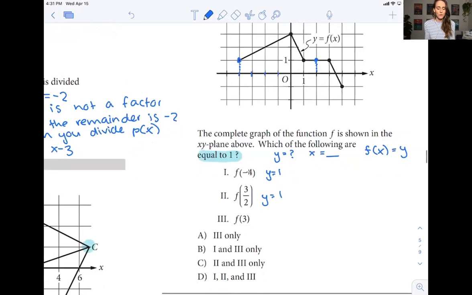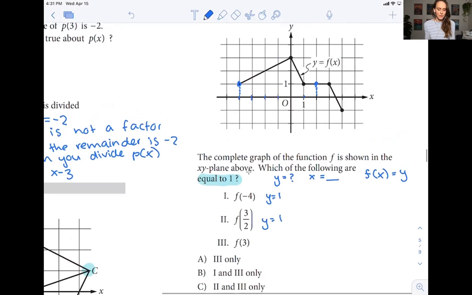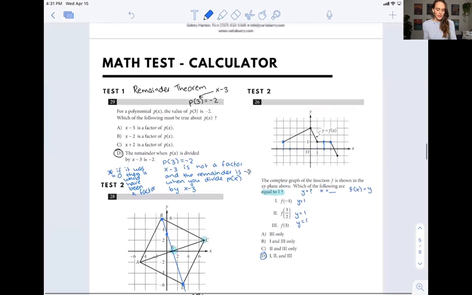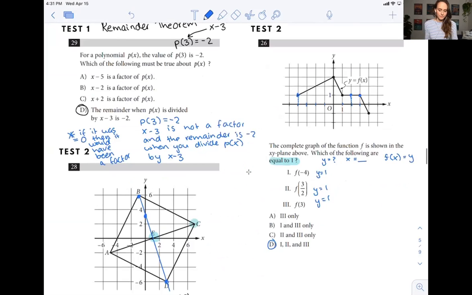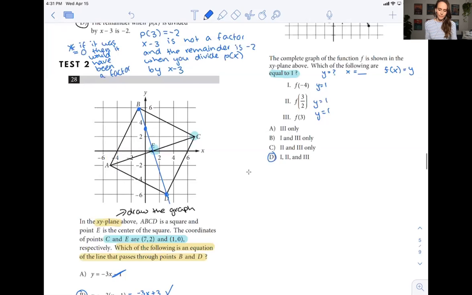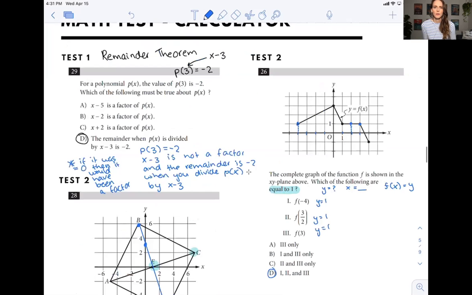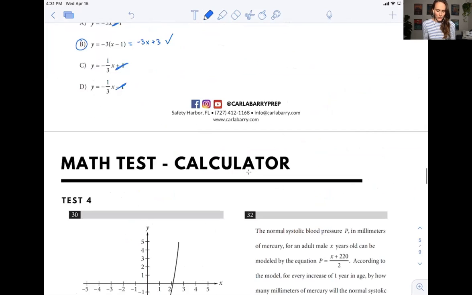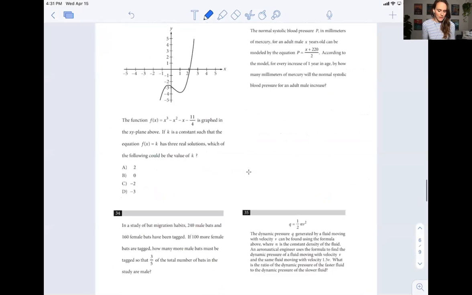Does anybody have questions on the problems we have covered so far before we move on to the next page? Any questions? Nope, none so far.